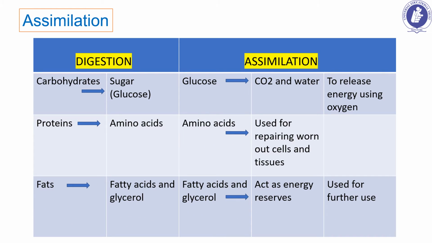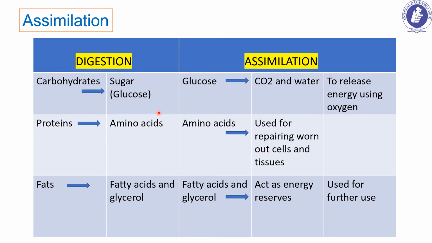Compare and observe the changes that happen during digestion and assimilation. During digestion, carbohydrates are broken down into sugar or glucose. Proteins are broken down into amino acids. Fats are broken down into fatty acids and glycerol. Sugar, amino acids, fatty acids and glycerol are soluble substances. They are absorbed in the small intestine.